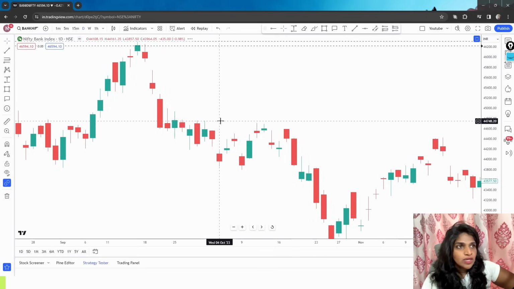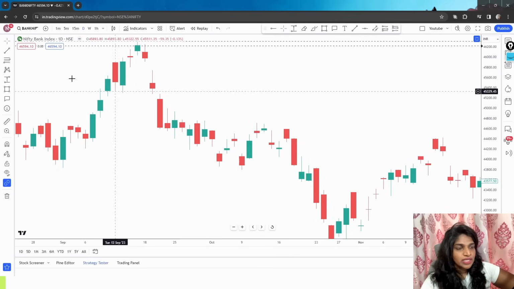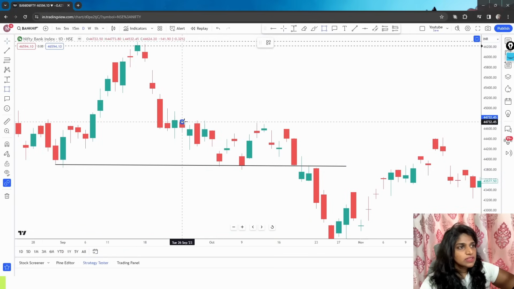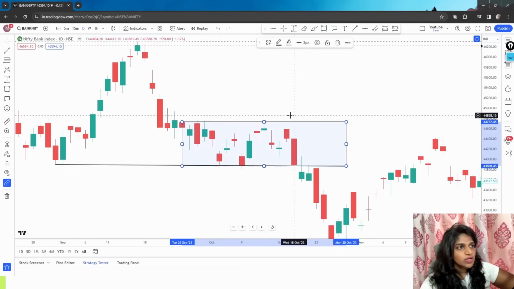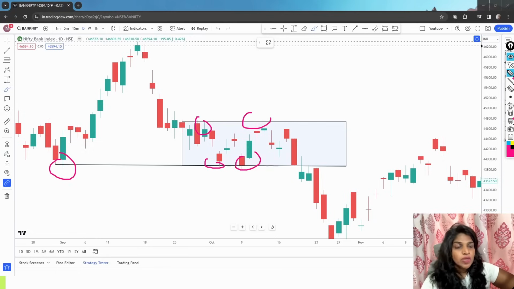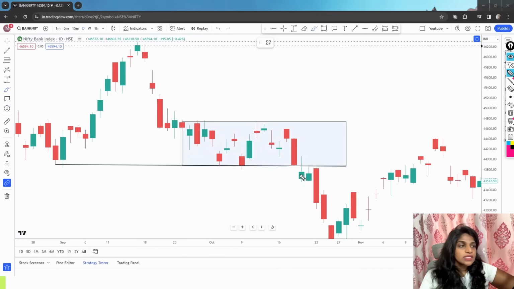Here we are on a daily time frame of Bank Nifty. This is the support that we have been talking about for quite some time, and this is the consolidation range. Why is this a consolidation? Because here we can clearly see resistances building up, and here there are supports which have been respected for quite some time. What we are looking at now is basically a breakdown.